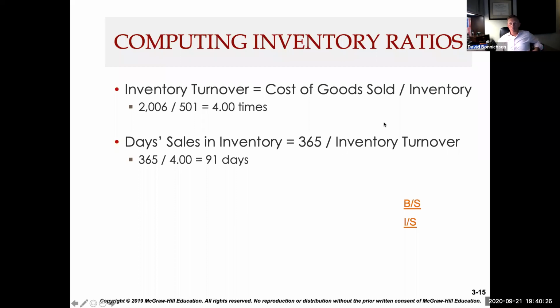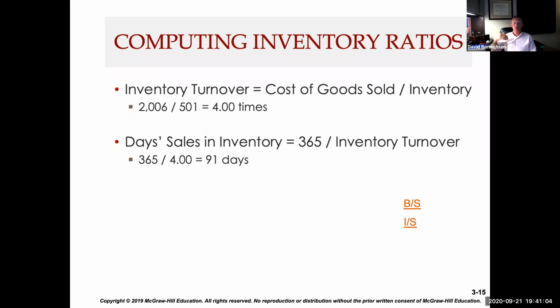Inventory turnover. Big, big, important ratio for a lot of companies. Okay, inventory turnover is the cost of goods sold off of the income statement divided by the inventory. So we had $2 billion of cost of goods sold, and we had $501 million of inventory on the balance sheet. Okay, so 4 times. It means that we're turning over our inventory, we're replacing our inventory 4 times a year.